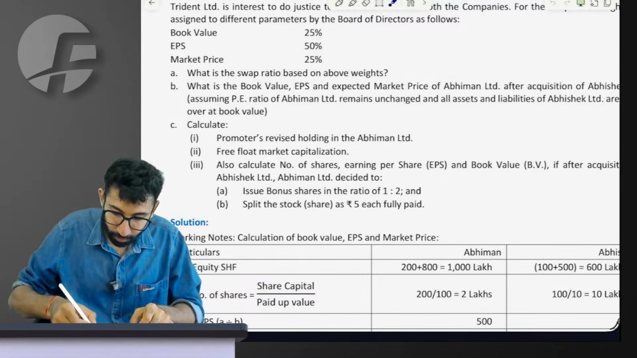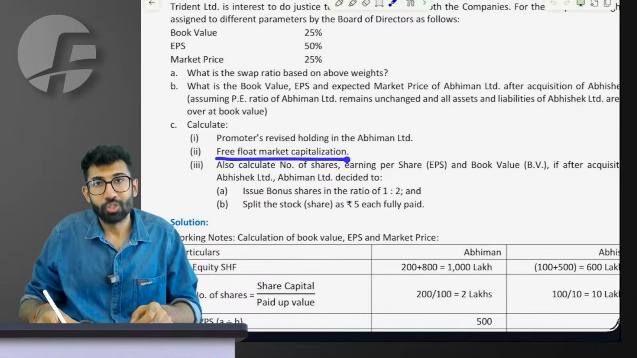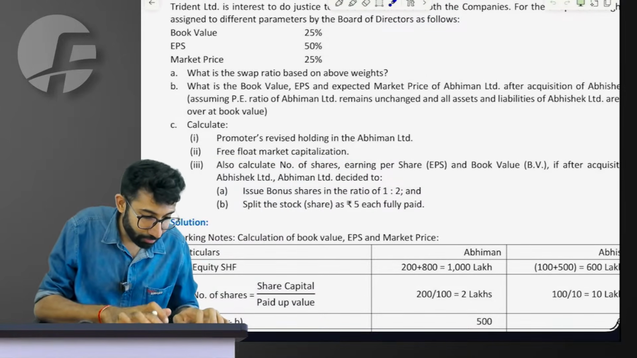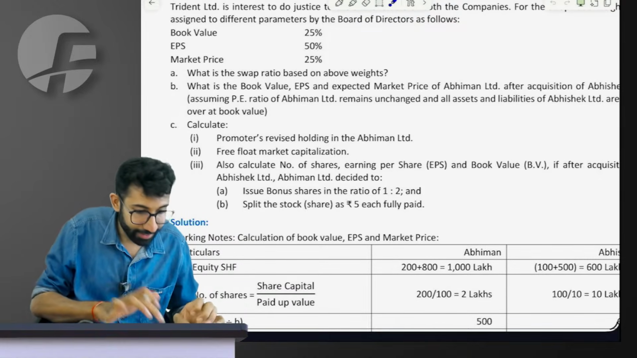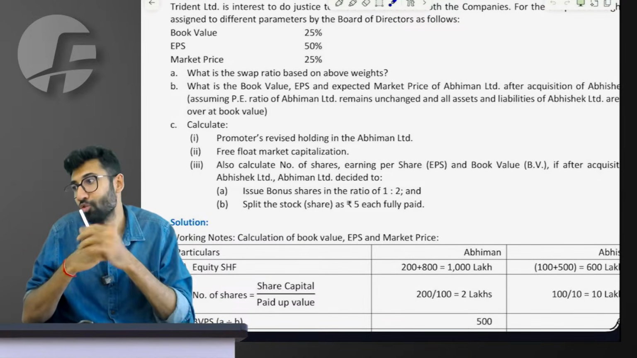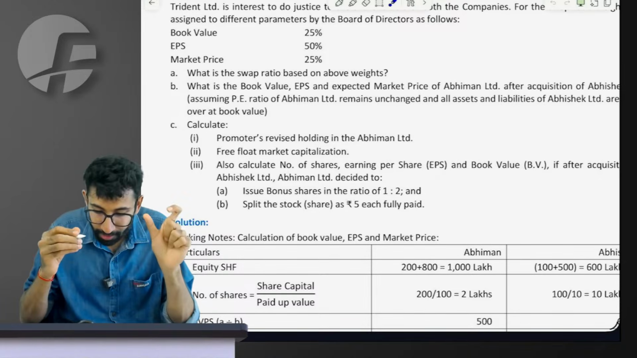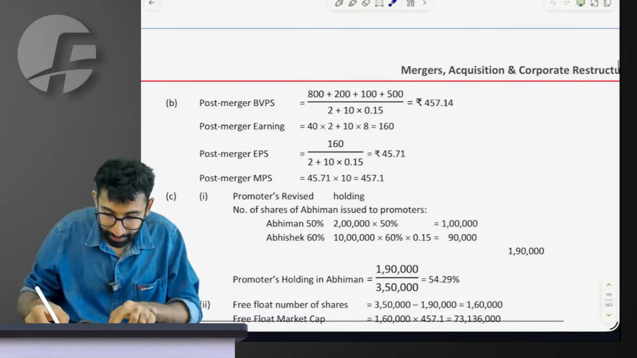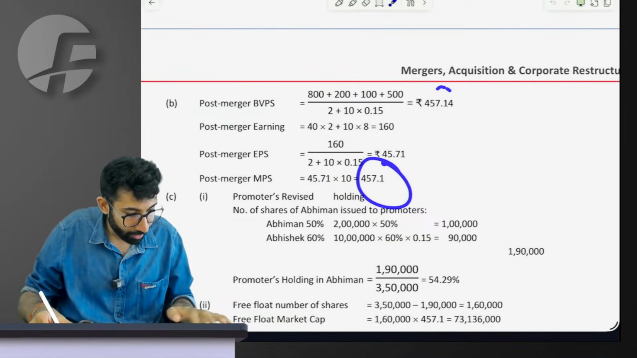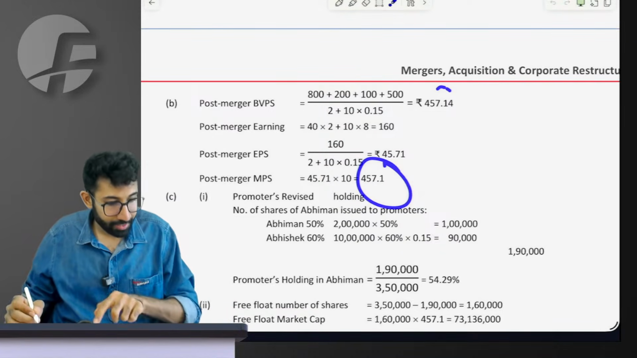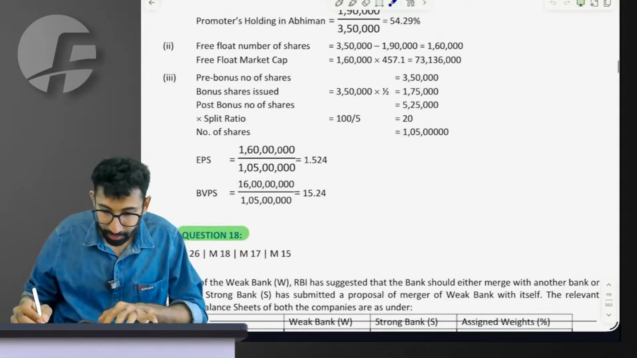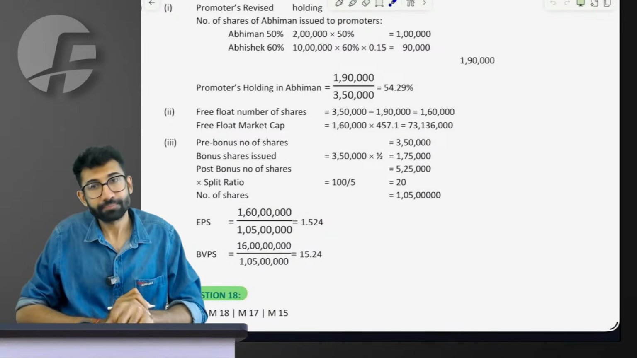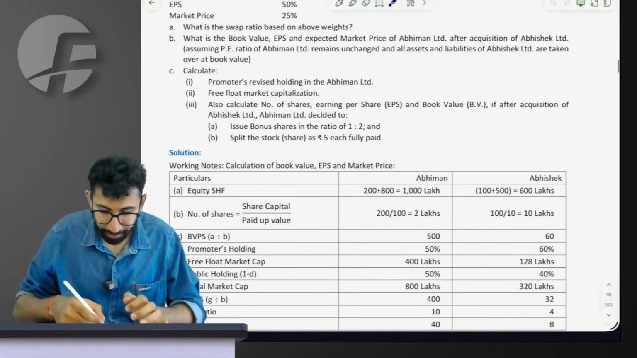So next is the free float market cap. Out of 3,50,000, 1,90,000 is held by the promoter. So 3,50,000 minus 1,90,000 gives me the rest, 1,60,000 shares, held by the public in general. Shares held by the public multiplied by the market price per share, which is calculated as 457.1, gives me 7 crore 31 lakh 36,000 as the free float market cap. Logical.